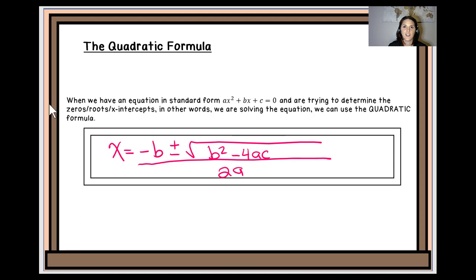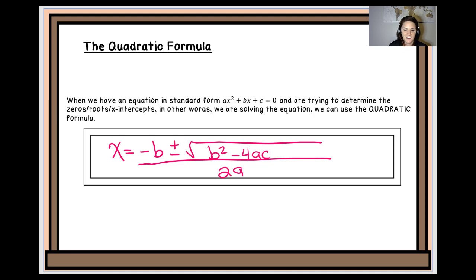There is actually a little song or a little jingle that will help you remember the quadratic formula. If you think of the tune Pop Goes the Weasel and you say the formula, it will help you remember. So it goes a little something like this. x equals negative b plus or minus the square root of b squared minus 4ac all over 2a.